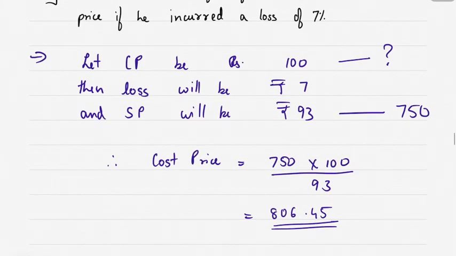Therefore, cost price of a fan is rupees 806.45. Okay. Let's see next question.